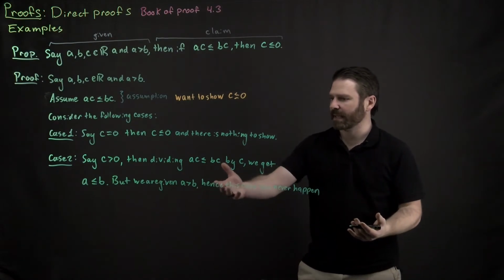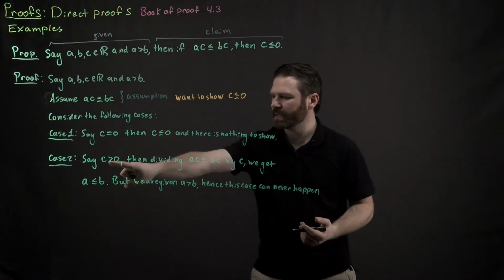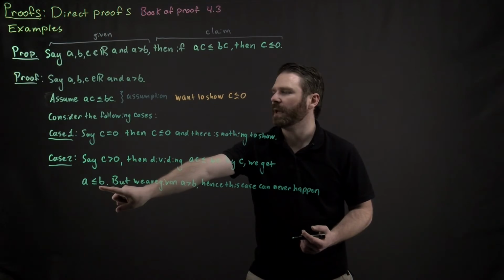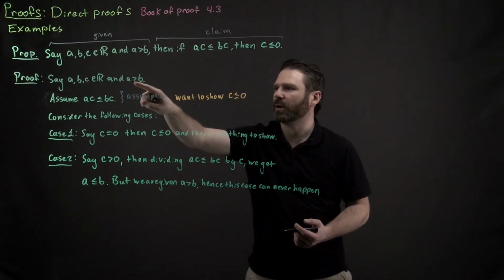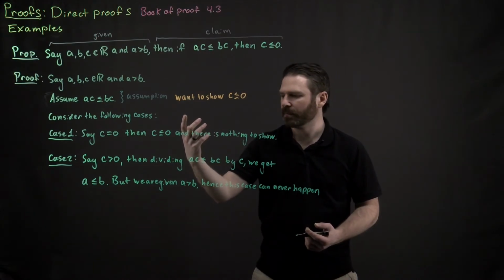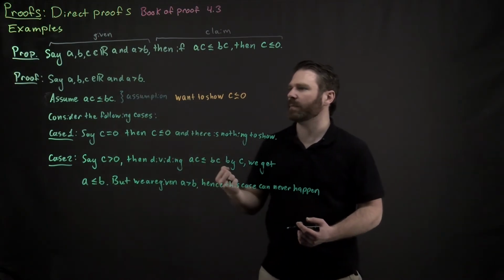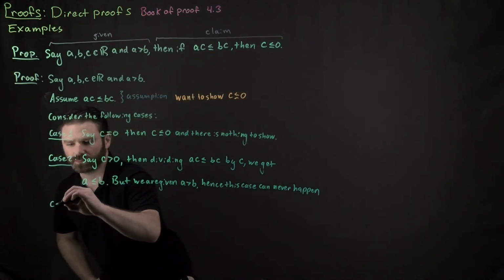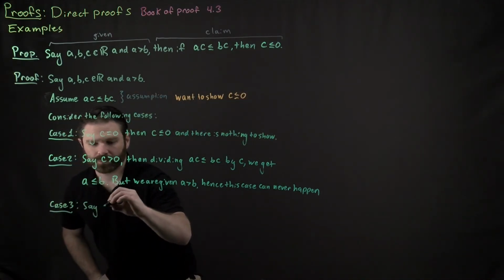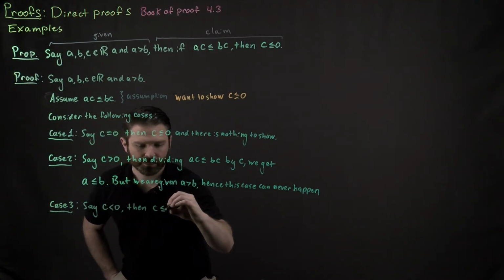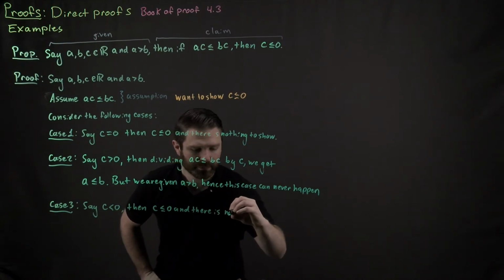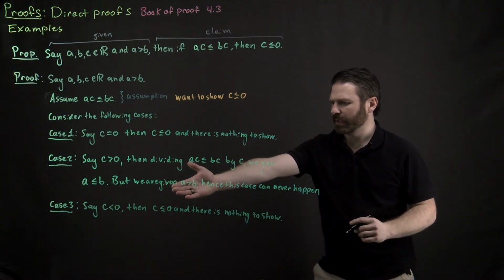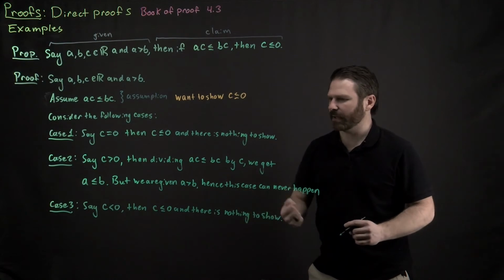So that means that this case can't actually ever happen. Because if we were in this case right here, then after doing a little bit of work, we would have gotten that A is less than or equal to B. But we know that that's not the case because we started with A being greater than B right here. So this can't be the case because it would contradict something that we were given. So that means that the only remaining case that we have to show is if C is negative. Well, if C is negative, then C is definitely less than or equal to 0, and again, there's nothing to show.